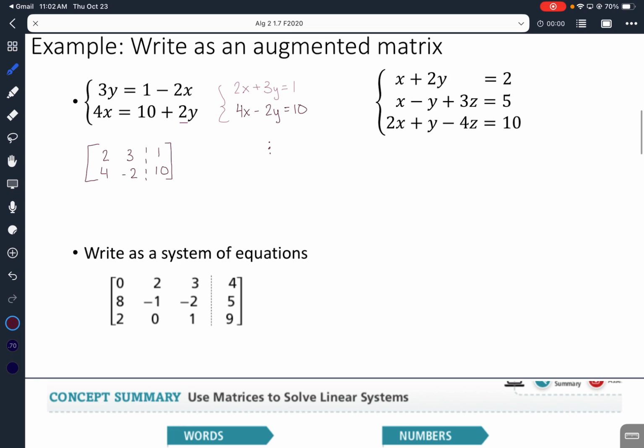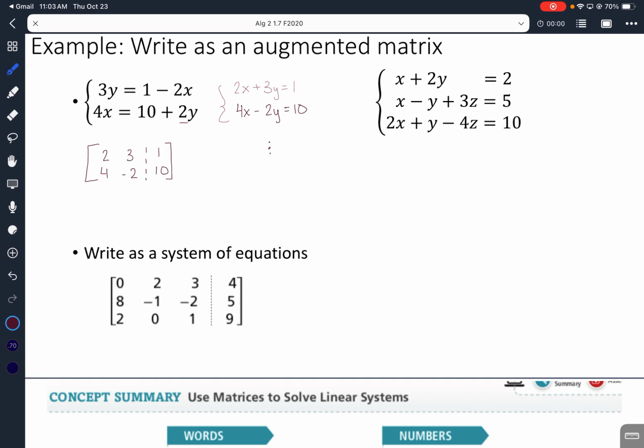So then over here, I have the system. I have a system of 3. So I have x plus 2y equals 2, x minus y plus 3z equals 5, and 2x plus y minus 4z equals 10. That's it. For right now, that's all we're doing. We're just setting it up.